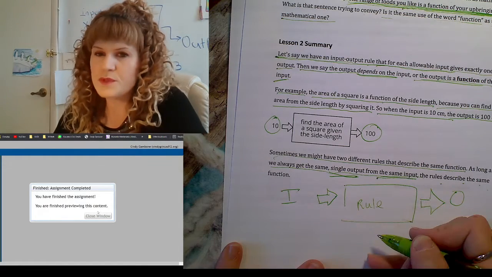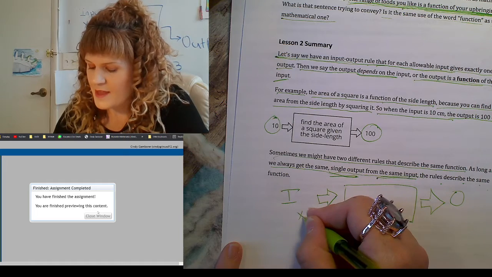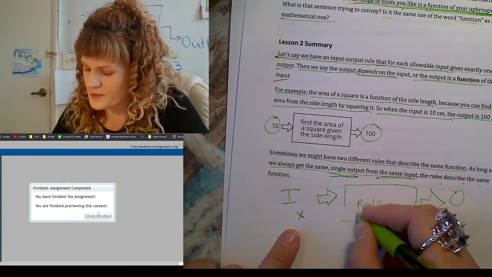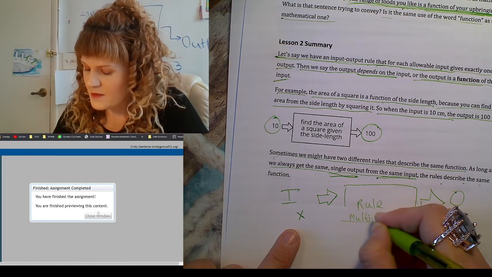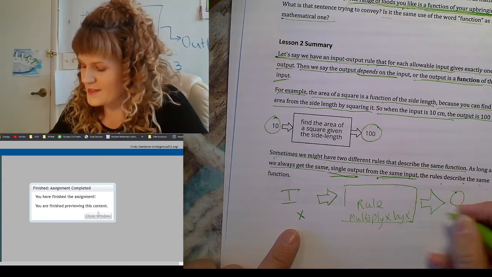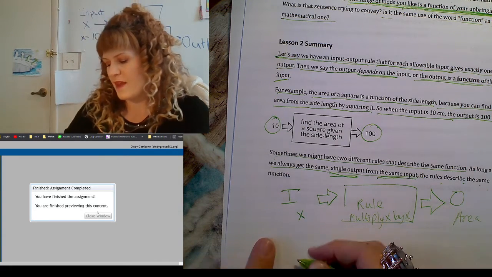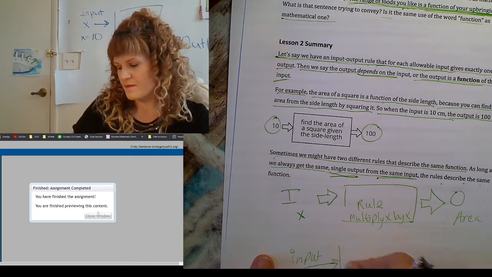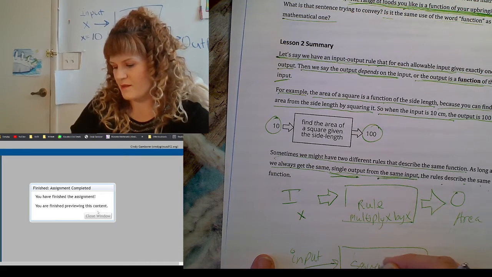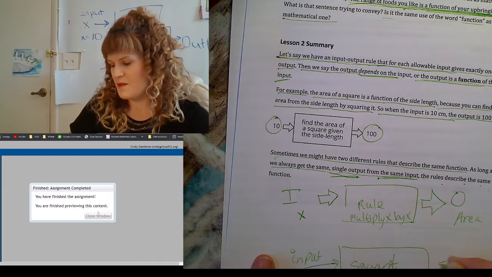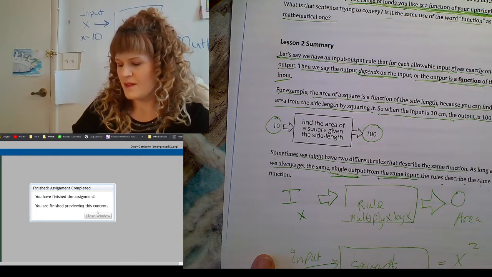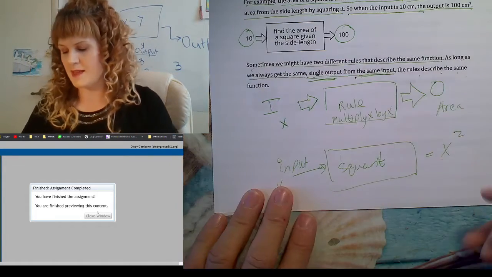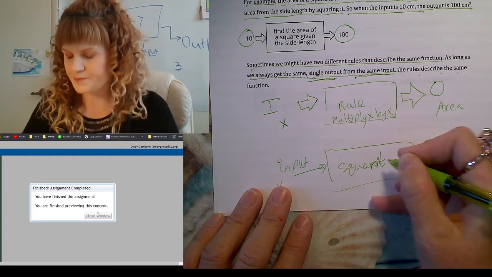What if the first rule says that the side length of a square is x, and the rule says multiply x by x, and the output is the area. And the other rule says just take the input and square it. Then you get the input squared. So actually, these are the same rules because they're both doing the same thing. So those are the same function.